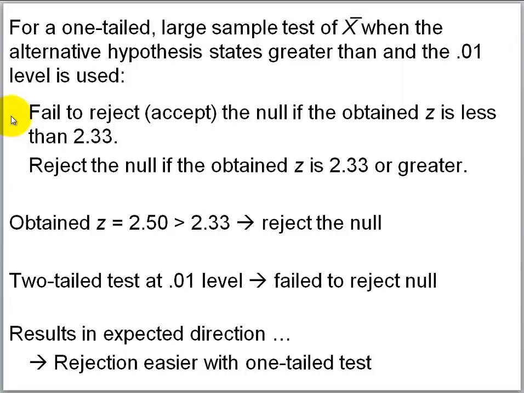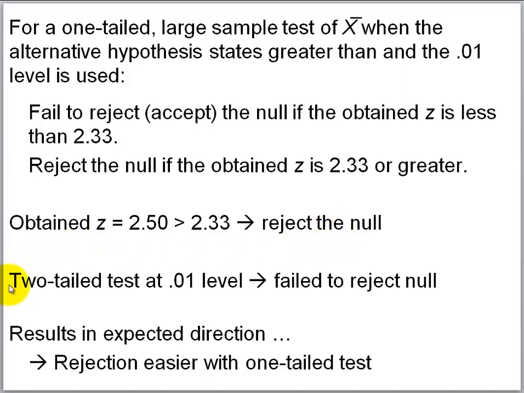But the decision rule is fail to reject the null if the obtained z is less than 2.33, reject the null if the obtained z is 2.33 or greater. So our obtained z is 2.50, that is greater than 2.33. Our decision is to reject the null.